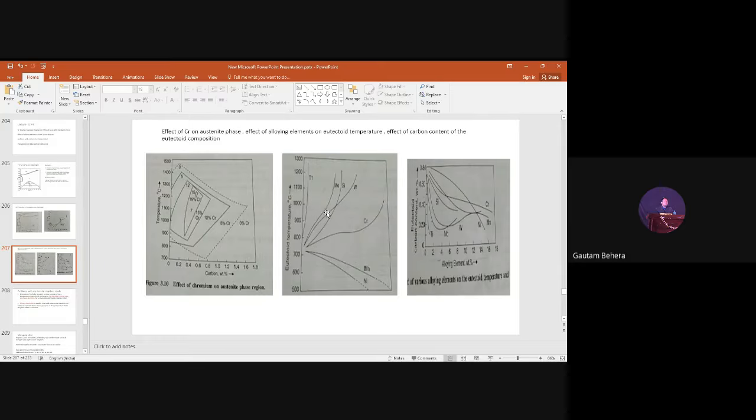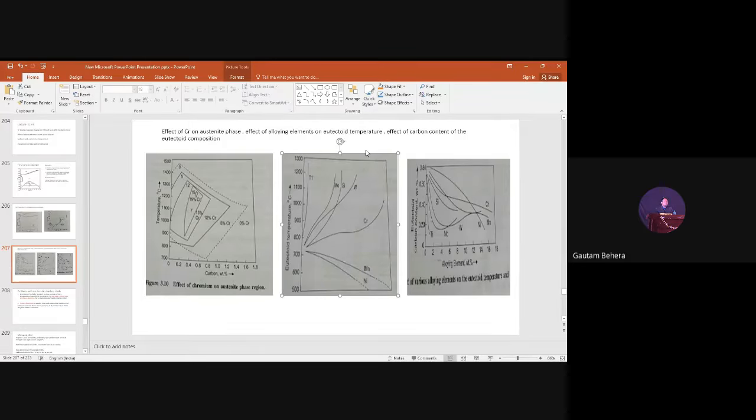Next is this one, effect of alloying elements on eutectoid temperature. You people understood eutectoid temperature is the temperature above which austenite starts forming. If it is a eutectoid steel, then 100% austenite will form above the eutectoid temperature, right? So you understand. Now the question is, what happens if we add alloying elements?